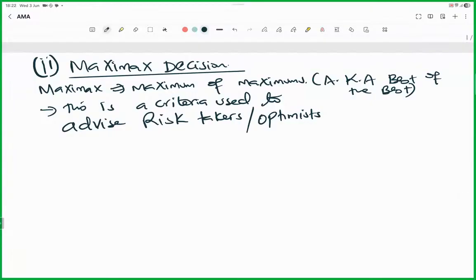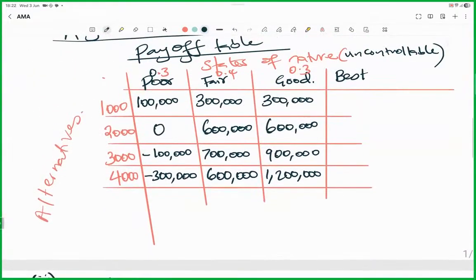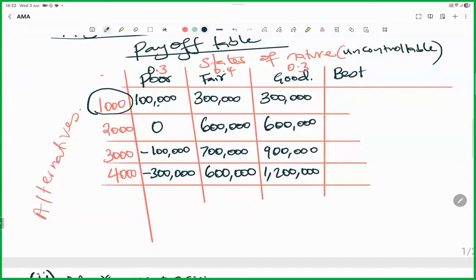Tell them that if you do this exam, there are 2 possibilities. It is either you pass or you fail. But now you are an optimist, so it is either you pass or pass, because you must pass, isn't it? These are the people we advise using best of the best. So you tell them that there are 3 possibilities when you take 1,000 sandwiches to the market: either you get 100,000, 300,000, 300,000. Then for whatever alternative, they always wait for the best. The highest is which one here?